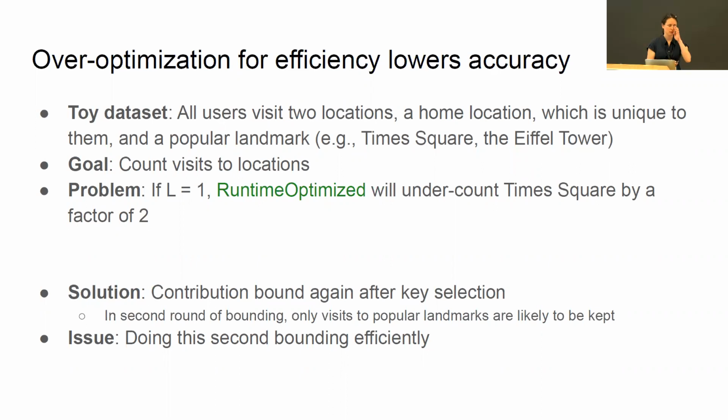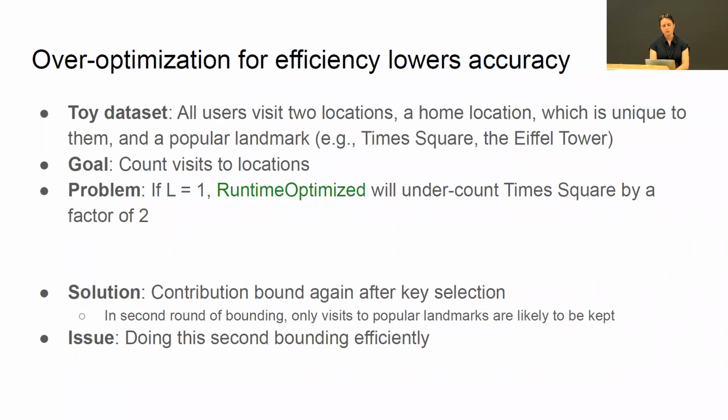And this is, like you point out, this is if we randomly select which location to keep for each user. So given enough users, the landmarks will have enough visits to survive key selection, but no matter how many users we have, the undercounting will mean that the outputs will have a relatively large error of about 50% compared to the true counts.